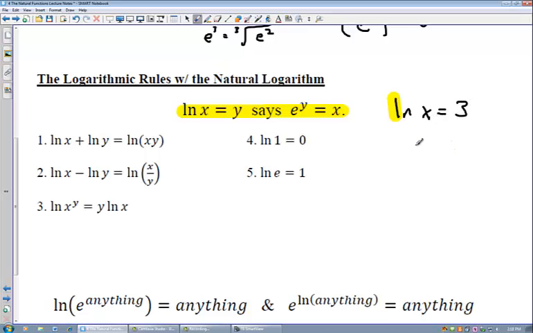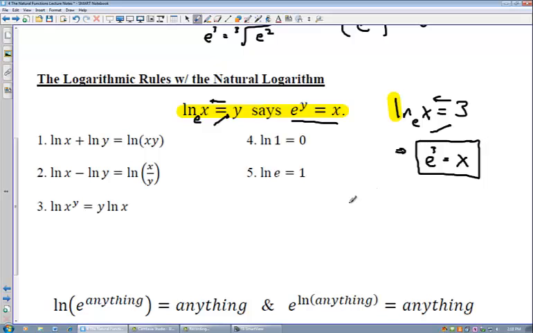And I want to figure out what x is. Well, do what it says. There's a little e here we just don't write. And it says e to the y is equal to x. So that's what it says. So I know there's a little e here. And so this implies that e cubed is equal to x. So e cubed is equal to x.